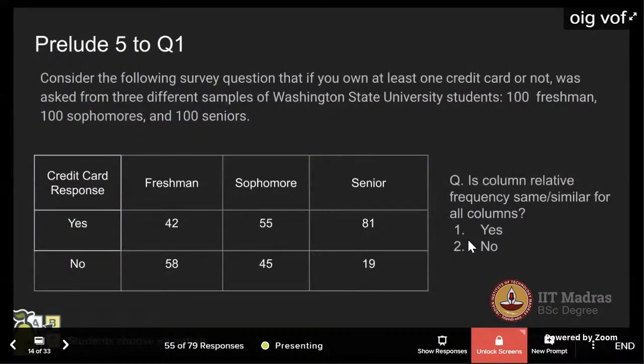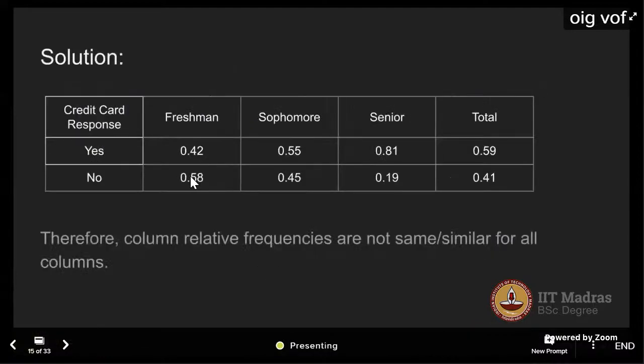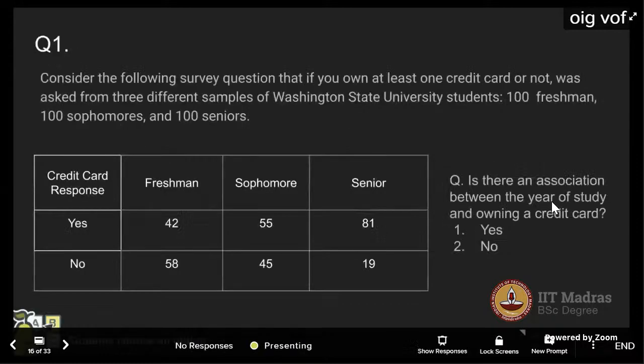Okay, so here, I have calculated the column relative frequencies. I have also included the total column as well. Don't forget to consider it. And you can see that these are not similar at all. You can take it as an example that if row relative frequencies are not similar, then column relative will also be not similar. Next question, is there an association? I think I have already answered it. Let's just start a timer.